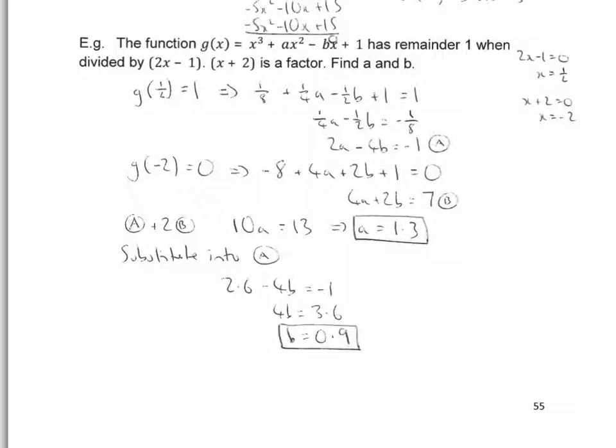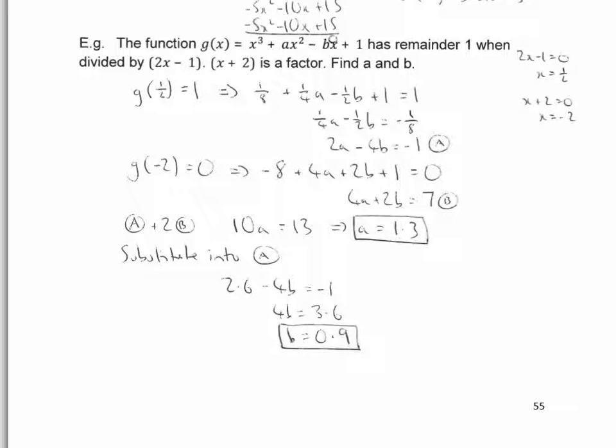So it has a remainder of 1 when you divide by this thing here. So if you were dividing this into this, the number you'd be plugging in is 1/2, either by looking at what the remainder theorem says or by saying what makes this 0. So if you plug in a half into this thing here, you get the remainder, and I'm being told that that remainder is 1.